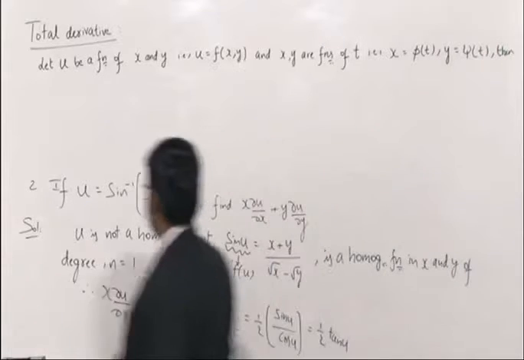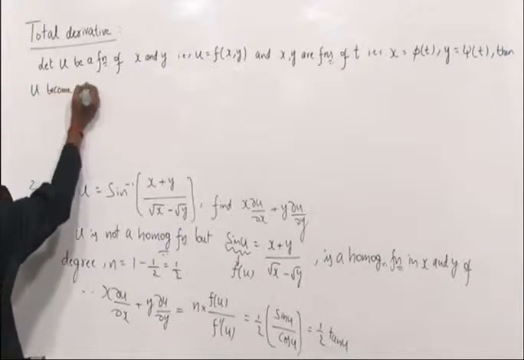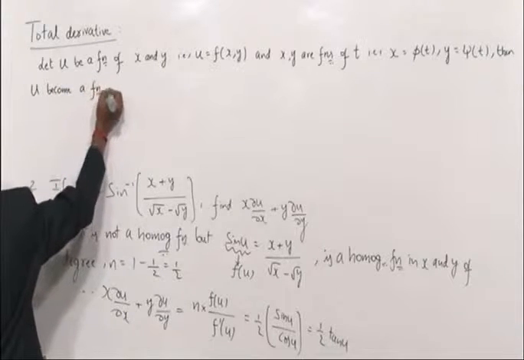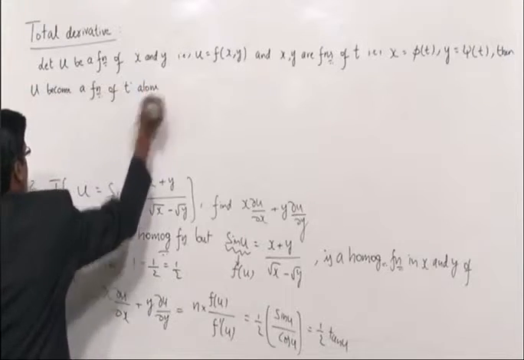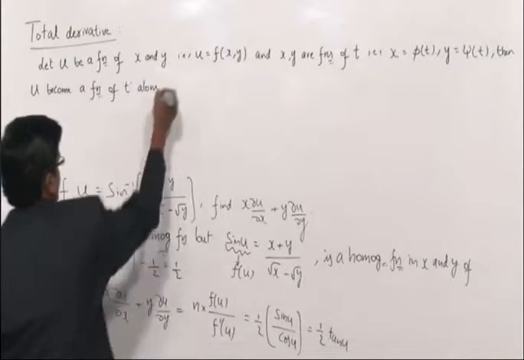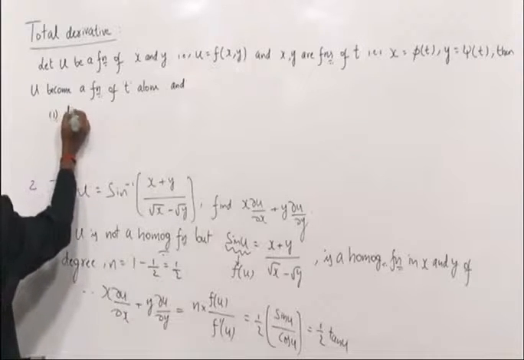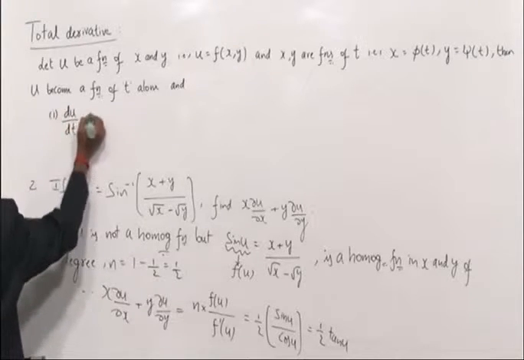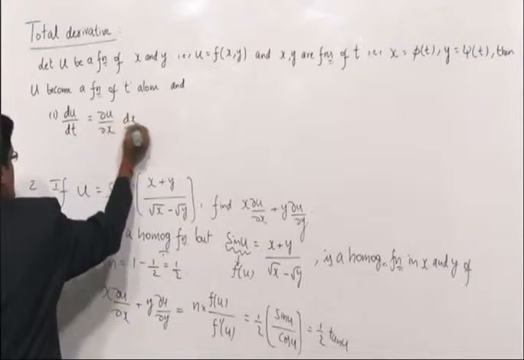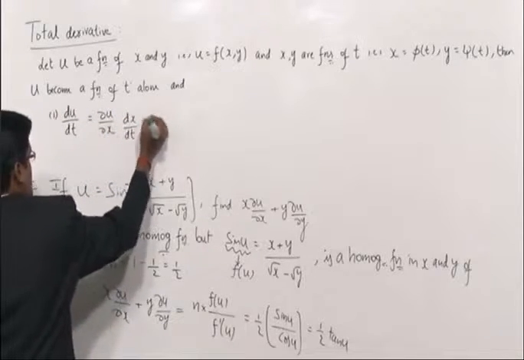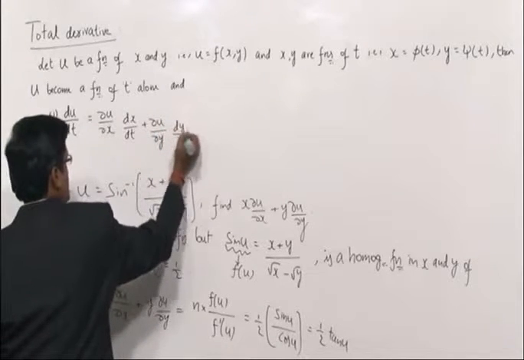Then u becomes a function of t alone, and the first result: du by dt is equal to del u by del x into dx by dt plus del u by del y into dy by dt.